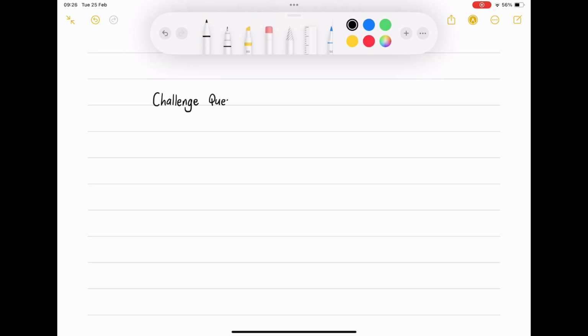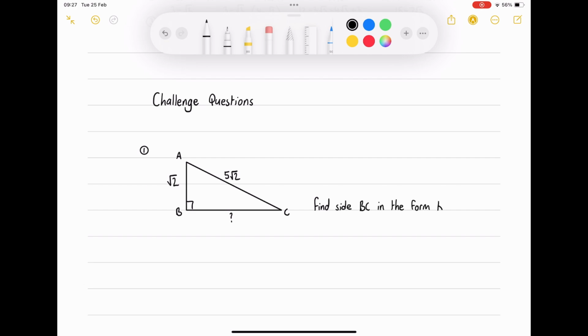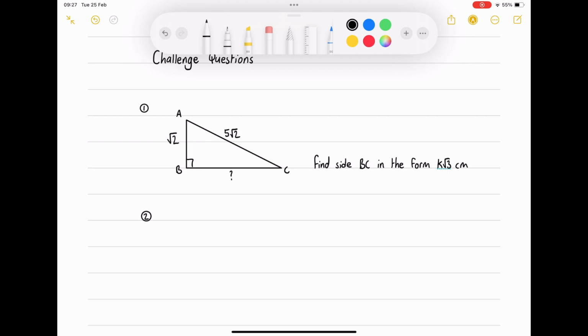That brings us to the end of this topic on surds. But before you go, here are some challenge questions for you to try. For the first one, use the rules we went through. And for the second, rationalize the denominator using one of the methods from earlier.